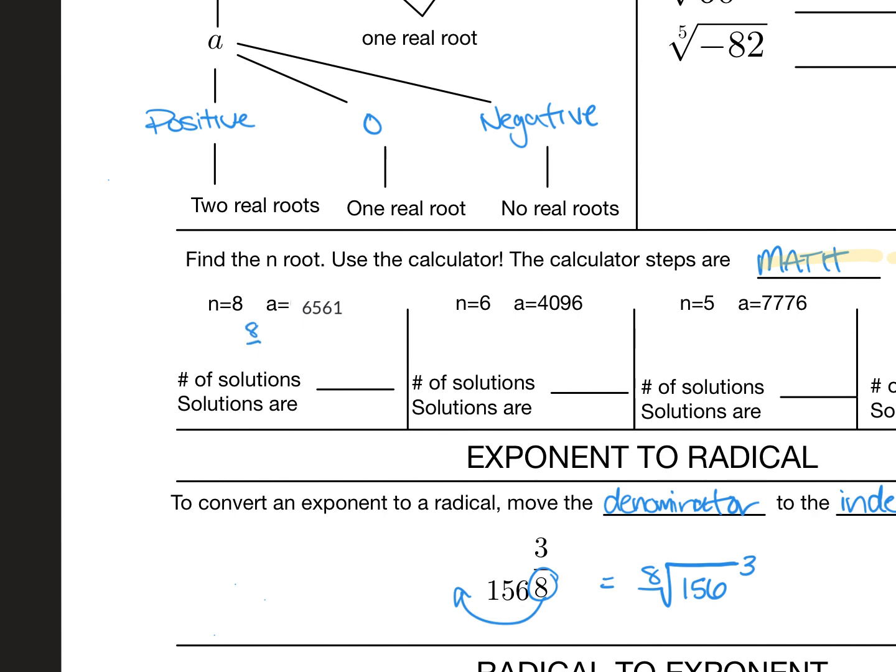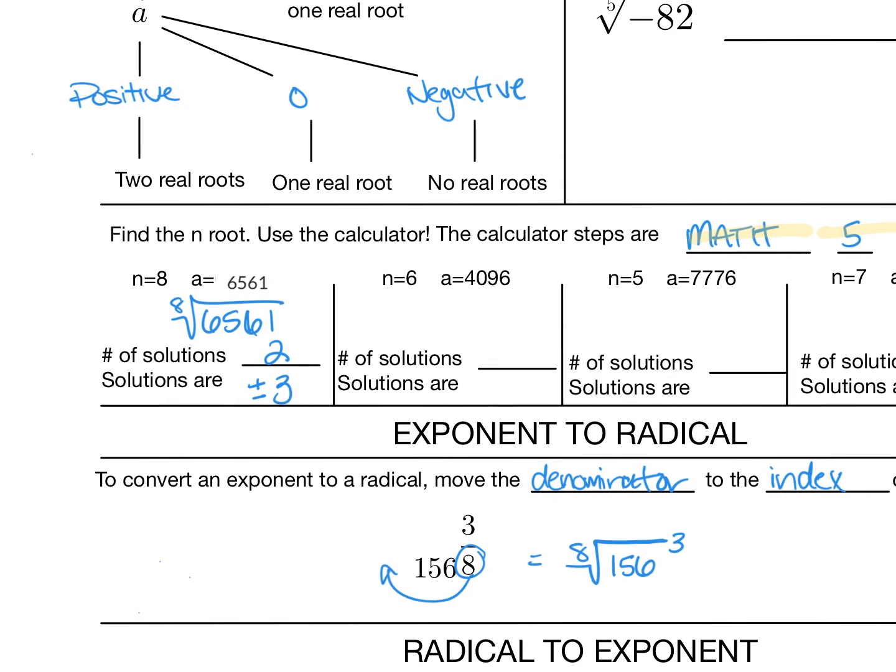So we have the nth root. I know that's an even number, so it's going to have 2 solutions. Inside of my root is going to be 6561. If I type that into my calculator by hitting 8, and then Math 5 Enter, I'm going to get an answer of 3. However, we know that there's supposed to be 2 solutions, so our answer is actually going to be plus minus 3. It could be positive or negative 3.